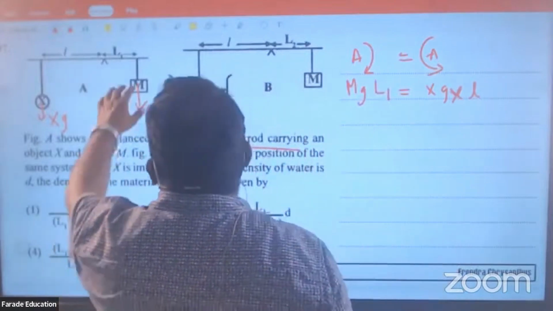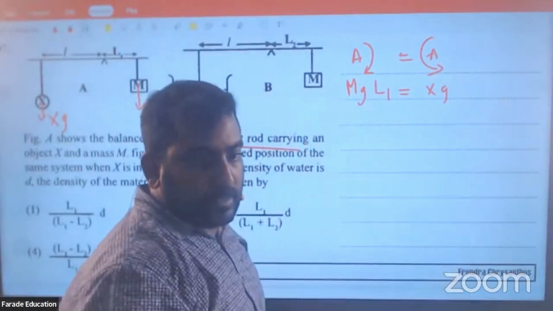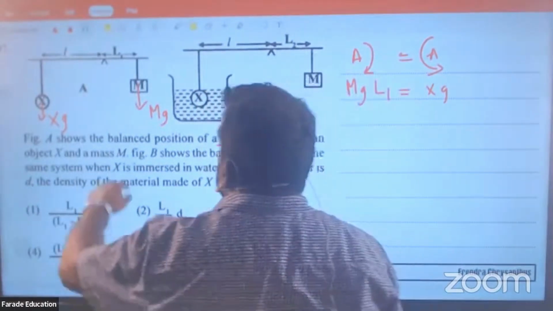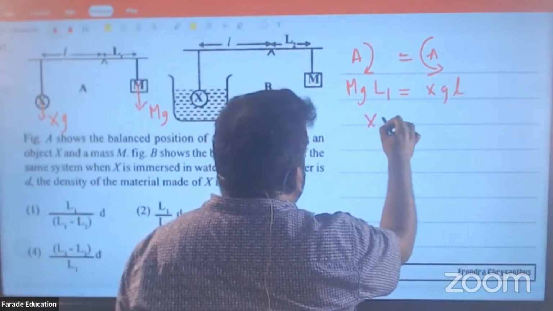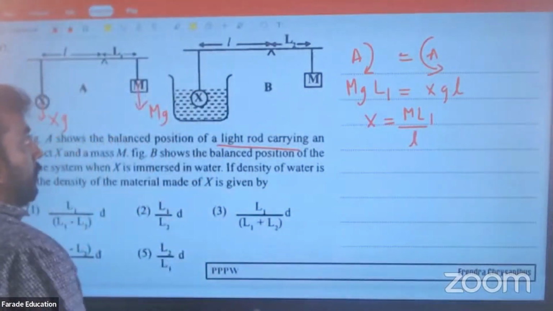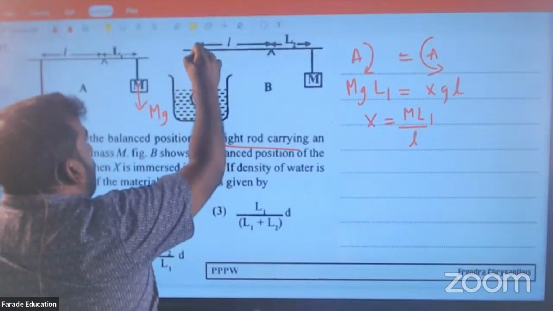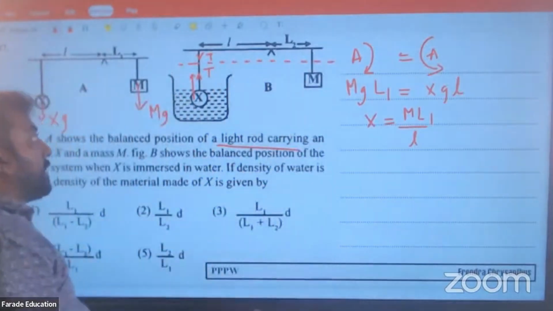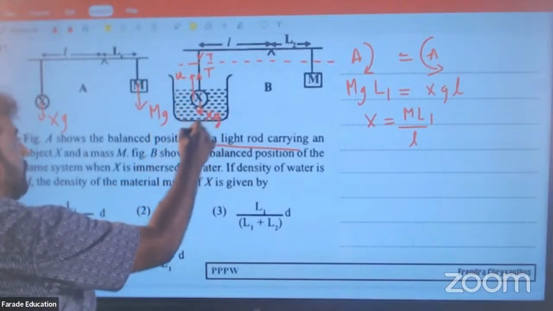Simplify the relationship. I think we should erase this X, otherwise we might wonder about it. Here, g cancels off. X is equal to capital M L1 over simple L. Now we fully immerse the object. Tension is here. If I take moments, only tension is acting. On X, the upthrust and tension balance the weight, which is going to be Xg.